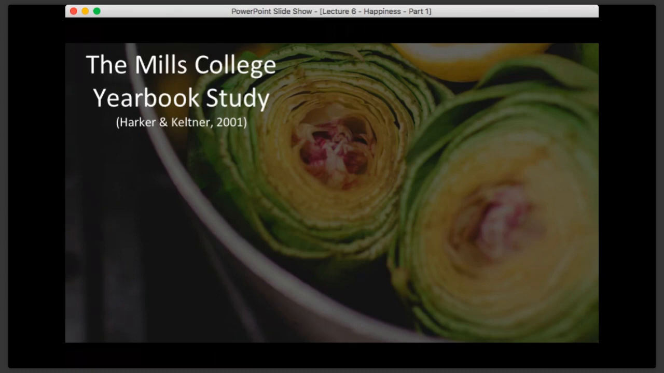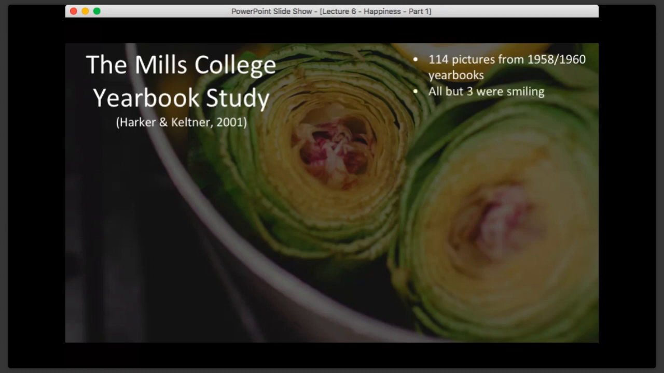And yeah, I've been there. It's a lovely place. I had friends who went there. Of course, the Bay Area is my stomping ground. And researchers studied 114 yearbook pictures from the 1958 and 1960 Mills College graduates.